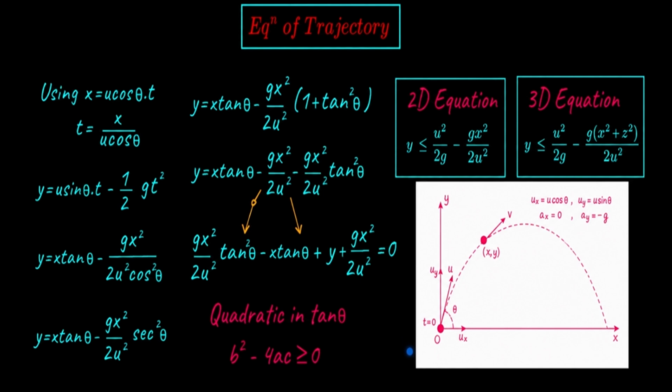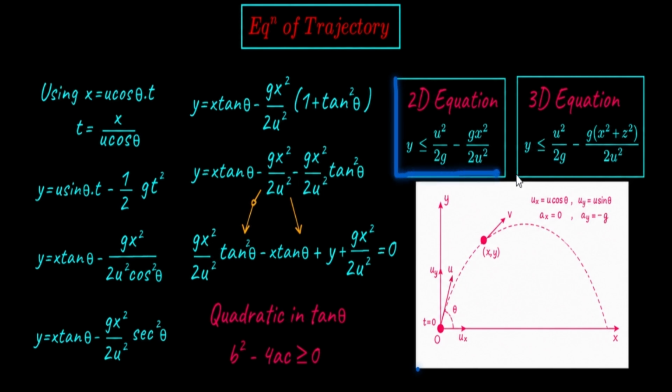Every possible trajectory in 3D space, in any direction, any plane, stays inside this paraboloid. No point outside this surface is reachable. If you take any vertical plane passing through the y-axis and cut this paraboloid, you will get the same 2D parabola that we derived earlier. That is the beauty of this result.